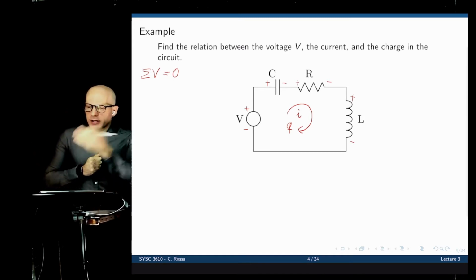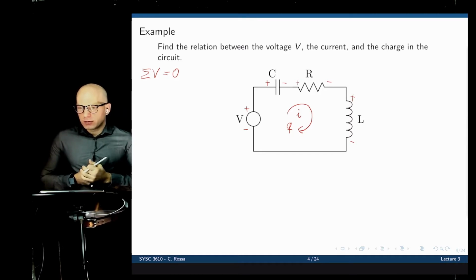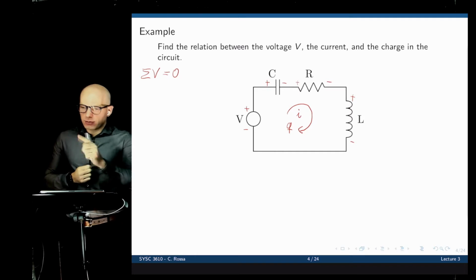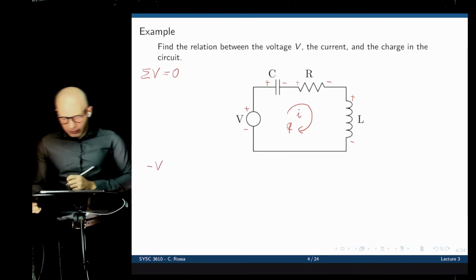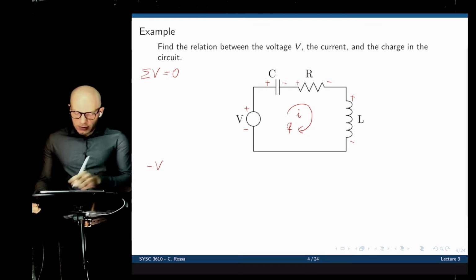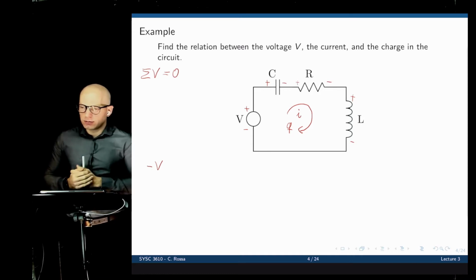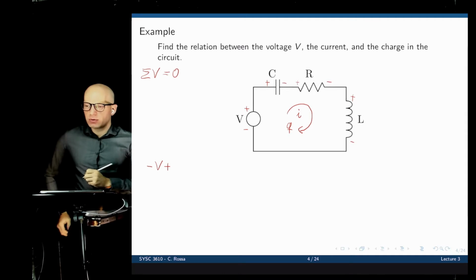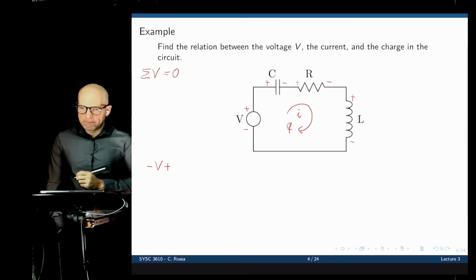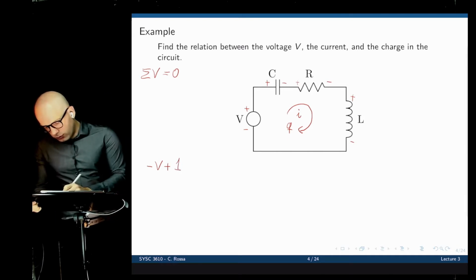Now we can add everything. So let's go along the direction of the current. We see that when you pass through V, we go from negative to positive. So we can write negative V plus, now we're going through C from positive to negative. So that's along the current flow, so that's positive. So plus the voltage drop across the capacitor, which is 1 over C integral I dt.